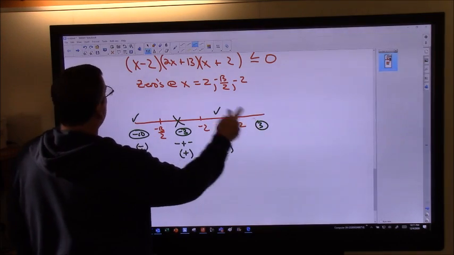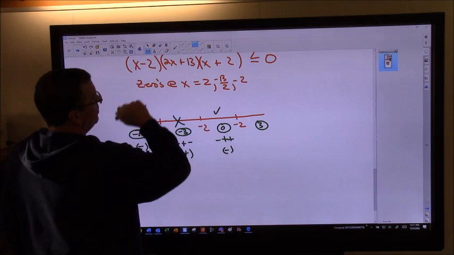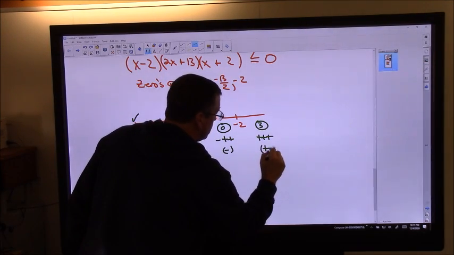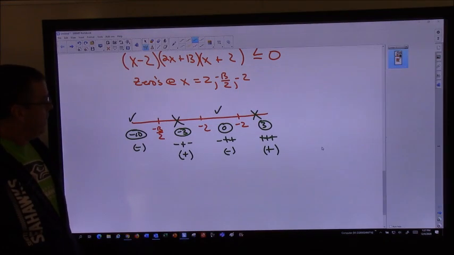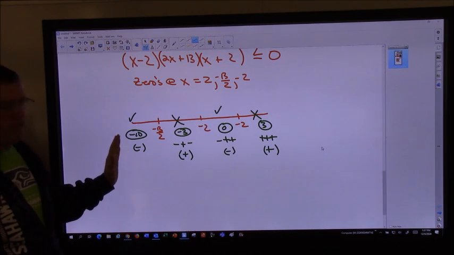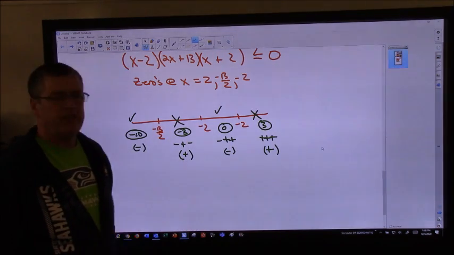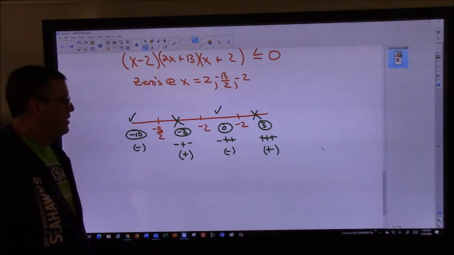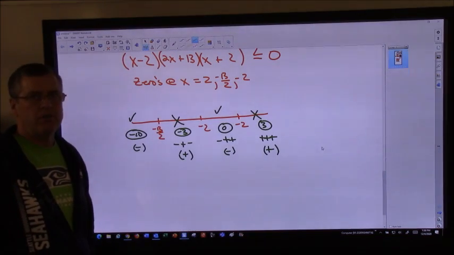And if I test the number 3, I get a positive 1, a positive number there, a positive number there. Overall it's positive, and I don't want that one. All right, so one thing that I notice on this is it seems to change from negative, positive, positive. Like we alternate back and forth between the signs. That happens a lot, but it doesn't happen all the time, okay?